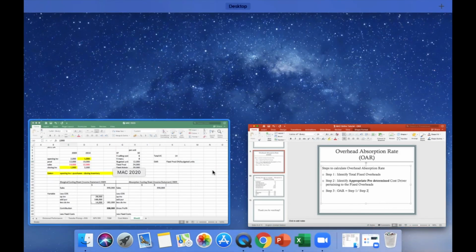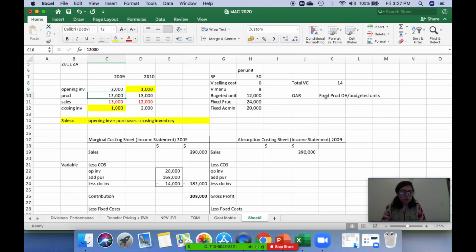So going back, we're going to calculate the OAR based on the formula that I showed you. So fixed production overhead was 24,000 and the budgeted units, or the predetermined cost driver, was our volume of production here, because we haven't been given any other cost driver. So I'm assuming that this is the cost driver most appropriate to fixed production overheads because it relates to production. So now my OAR equals 2, right?